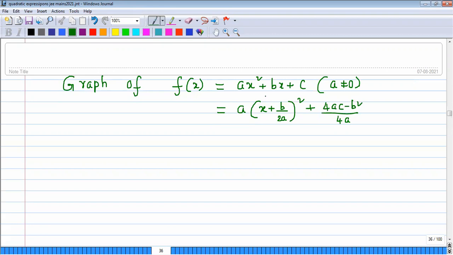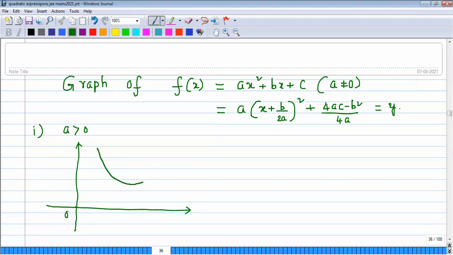What is the graph? Sometimes you can say y also. In 10th class polynomials, you might have studied how to draw the graph of a quadratic polynomial. The graph of a quadratic polynomial is a parabola. So two cases will arise. When a is greater than 0, the graph will be like this. This is the x-axis, this is the y-axis. Generally the parabola shape will be like this.